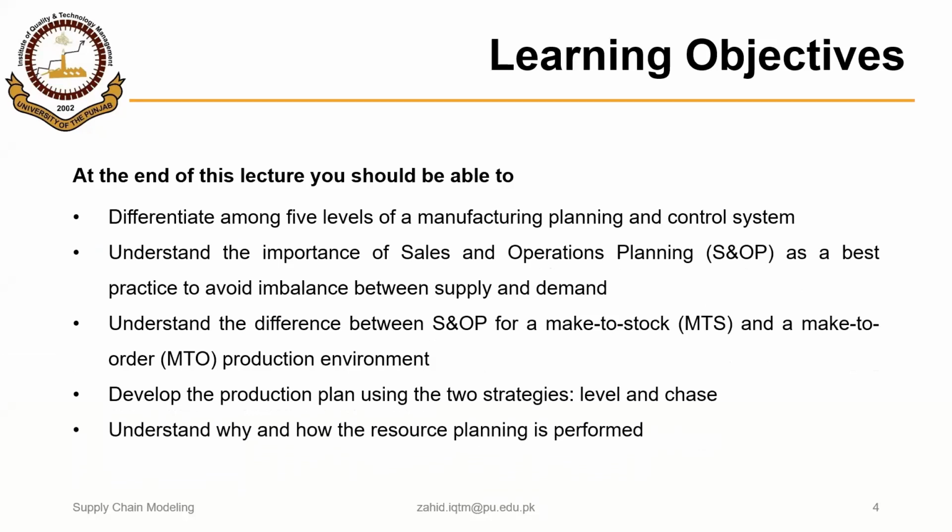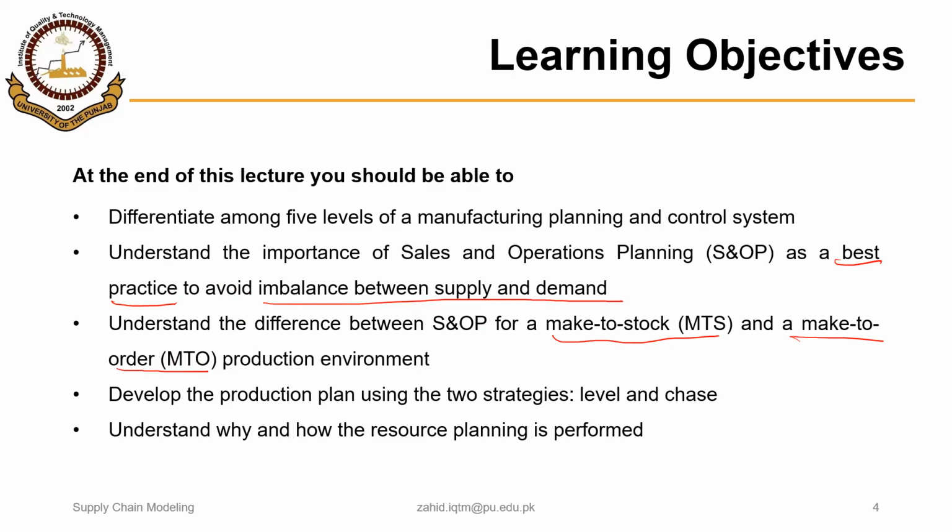At the end of this lecture, you should be able to differentiate among 5 levels of a manufacturing planning and control system. You should be able to understand the importance of sales and operation planning as a best practice, to avoid imbalance between supply and demand. So we will be discussing different best practices in this course, and one of them is S&OP. You should be able to understand the difference between S&OP for a make-to-stock and a make-to-order production environment.